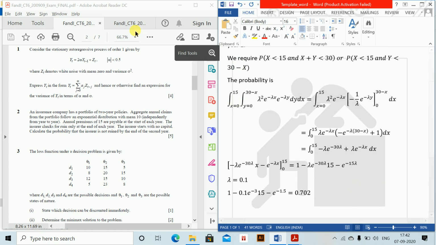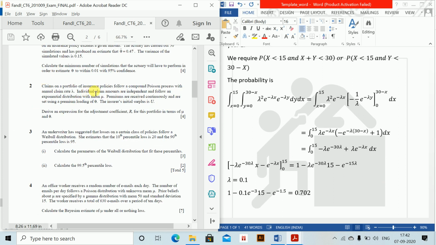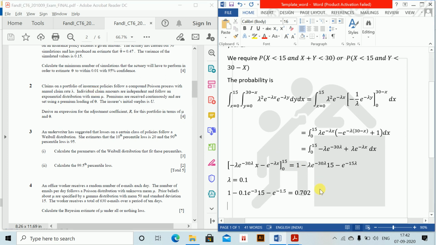Next question which we'll do is September 2010 question 2. Claims on a portfolio of insurance policies follow a compound Poisson process with annual claim rate lambda. Individual claim amounts are independent and follow an exponential distribution with mean mu. Premiums are received continuously and are set using a premium loading of theta. The insurer's surplus is u. Derive an expression for the adjustment coefficient r for this portfolio in terms of mu and theta.